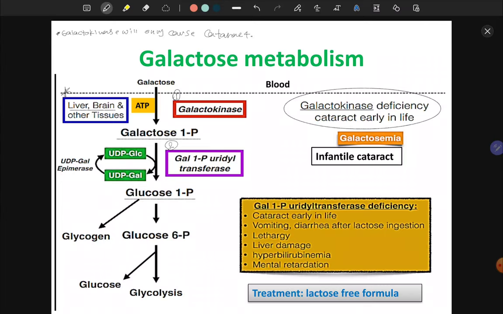Galactokinase deficiency gives only cataract, a milder picture compared to the second enzyme. If you see jaundice, mental retardation, lethargy, think about the second enzyme. Okay?